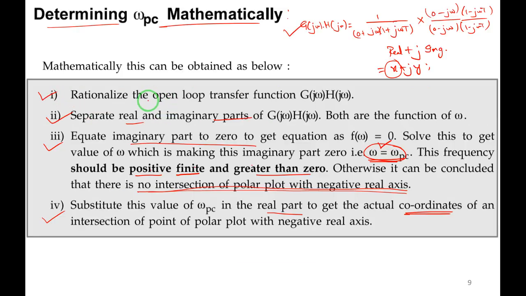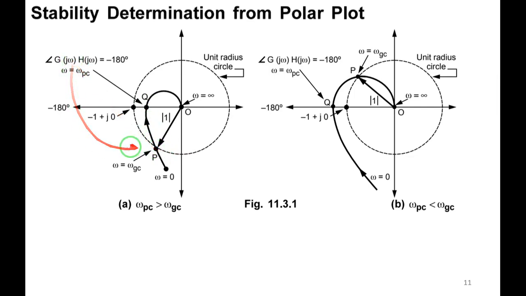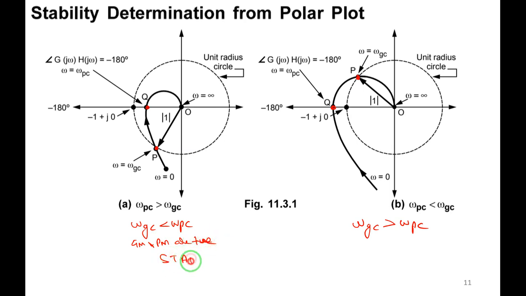Here, in the diagram, you can see omega gc is here, omega pc is here. In this case, omega gc is less than omega pc. You take the second diagram, omega pc is here and omega gc is here, so omega gc is greater than omega pc. Whenever omega gc is less than omega pc, GM and PM are positive and system is stable. This we know. Whenever omega gc is greater than omega pc, gain margin and phase margin are negative, system is unstable. This is one way of telling it.